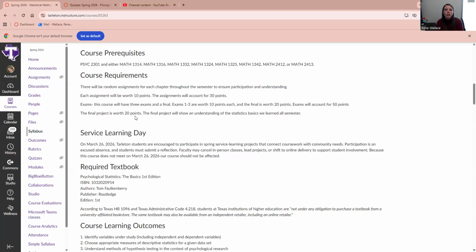And then there's a final project, where I'll post instructions soon as well. It's a conceptualization of a pretend experiment that you came up with, and you have your null hypothesis and your alternative hypothesis and some pretend data that you got, and then you analyzed it, worked it out, and tell me what you found. That'll be our final project, worth 20% of your grade.